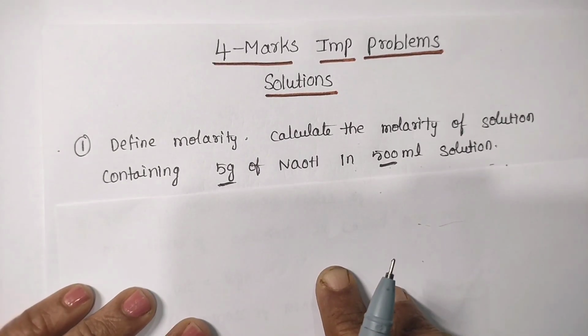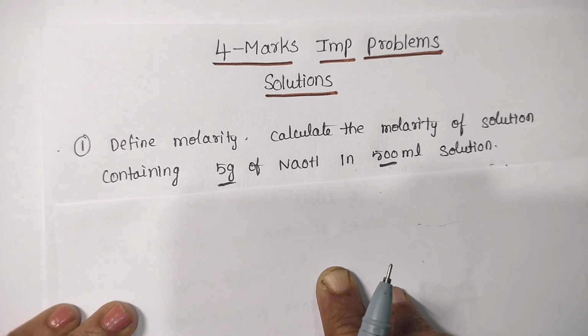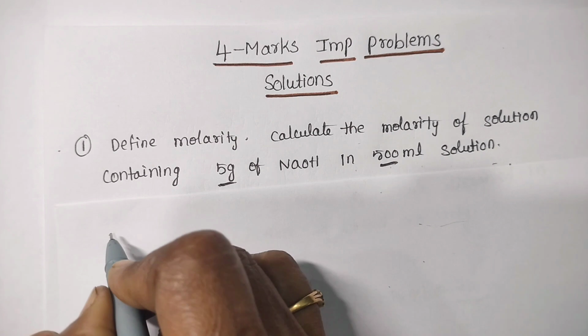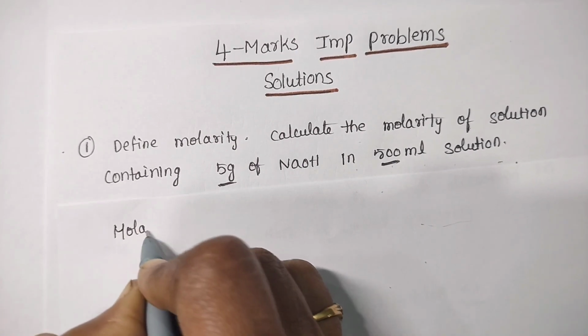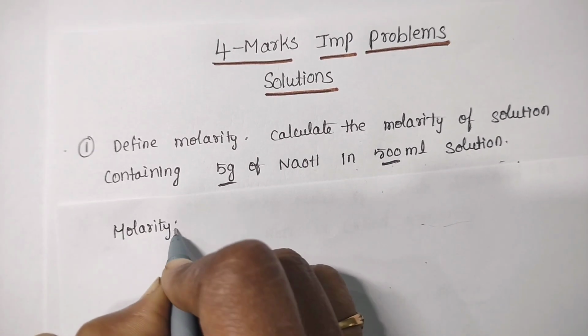So today we are going to discuss 4 marks important problems in the solution chapter. The first problem is: define molarity, and calculate the molarity of a solution containing 5 grams of NaOH in 500 ml solution. First of all, how do we define molarity?